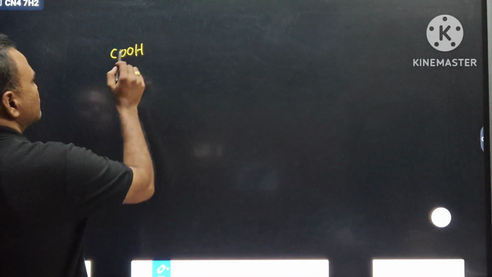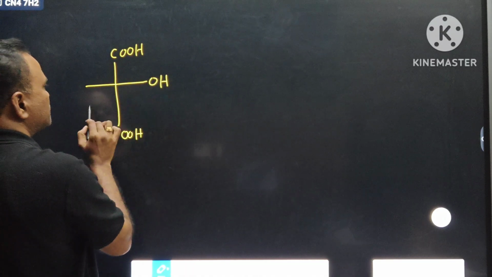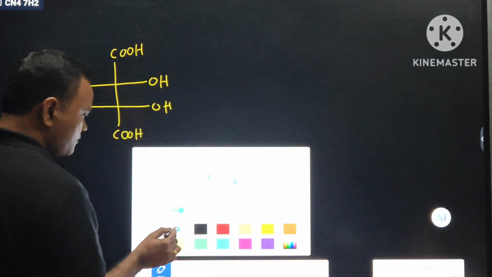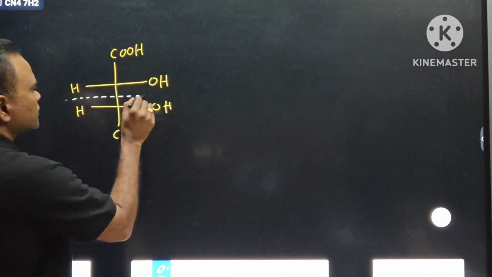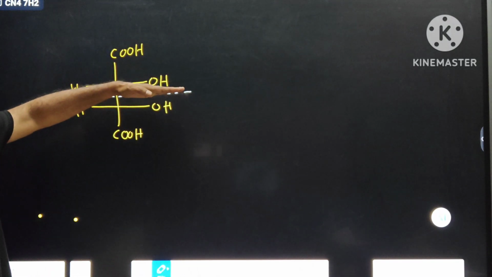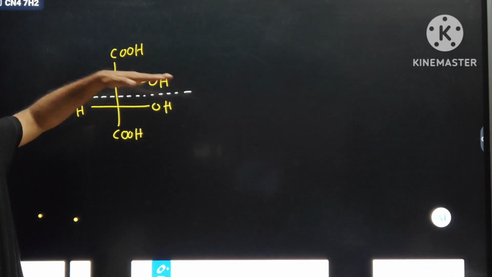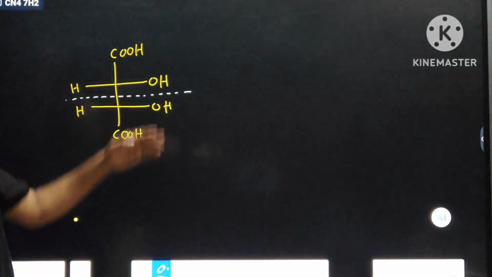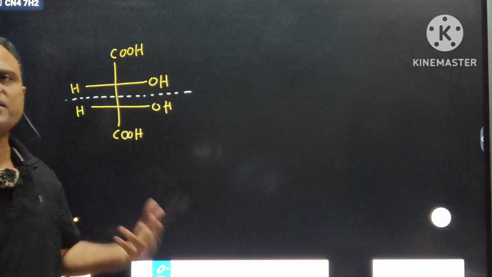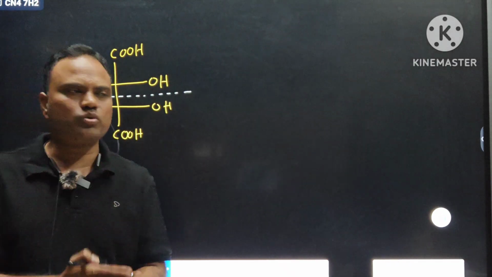Next, tartaric acid. It is very easy to remember the structure. It contains a plane of symmetry. What is a plane of symmetry? An imaginary plane which divides the molecule into two equal halves. Like this you can cut. If you cut like this, the upper portion and the lower portion both appear the same, like a watermelon. We can cut a watermelon into 2 equal halves.